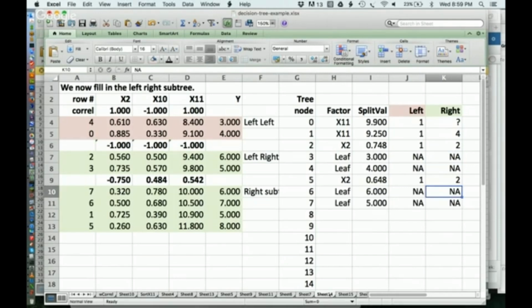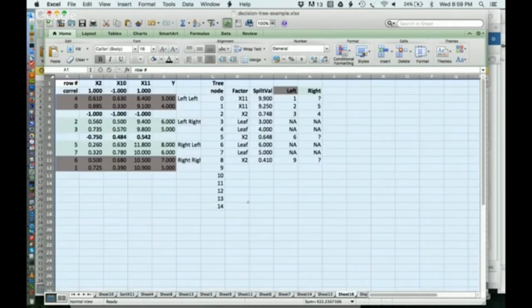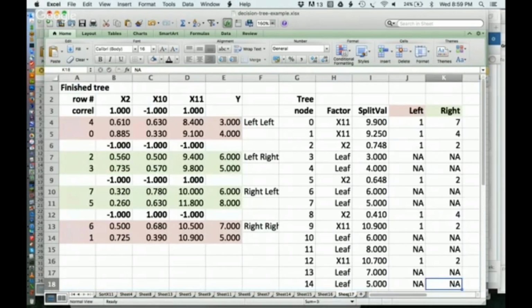Okay, so now we've fleshed out the complete left-hand subtree. Then we start working on the right subtree, and let me just skip to the end. It is a long and boring story to go through the whole thing, but here now finally is our entire data structure describing the tree. So that's how you build a decision tree from sample data.